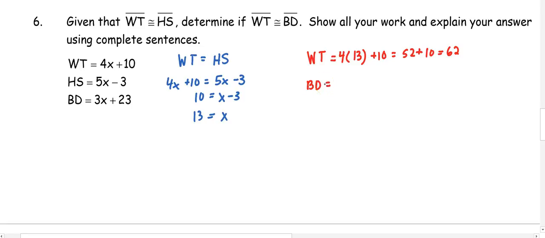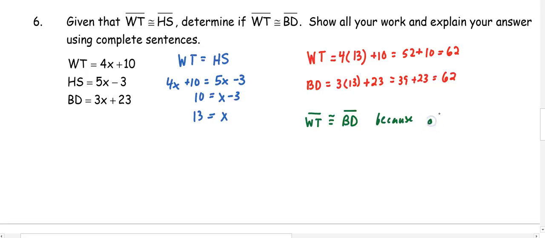BD is equal to 3 times 13 plus 23, which is 39 plus 23, which is also 62. So because they have the same measure, they are congruent. So we would say that WT is congruent to BD because they both have the length of 62. Because both segments have the same length of 62.